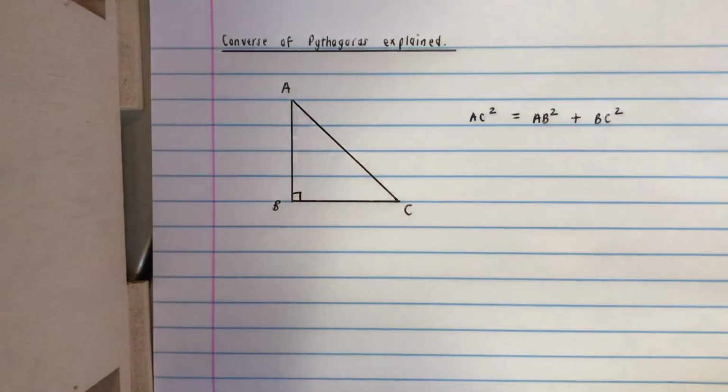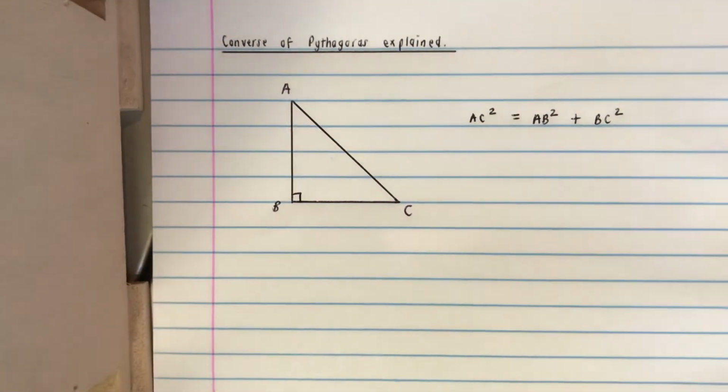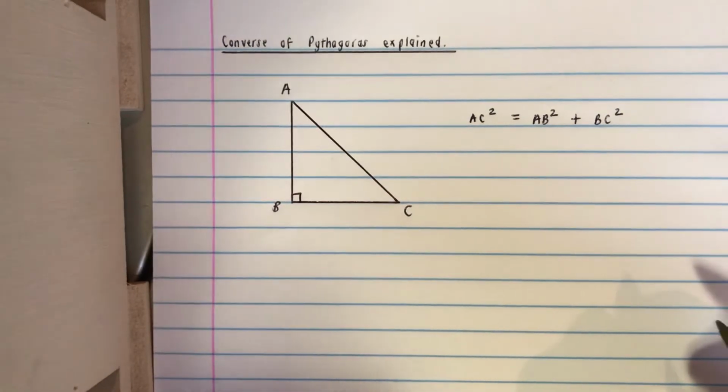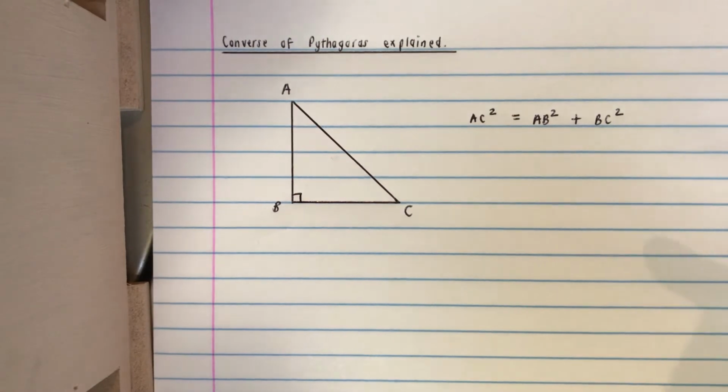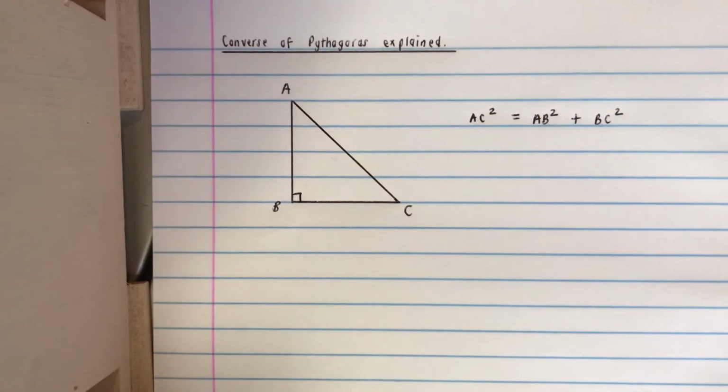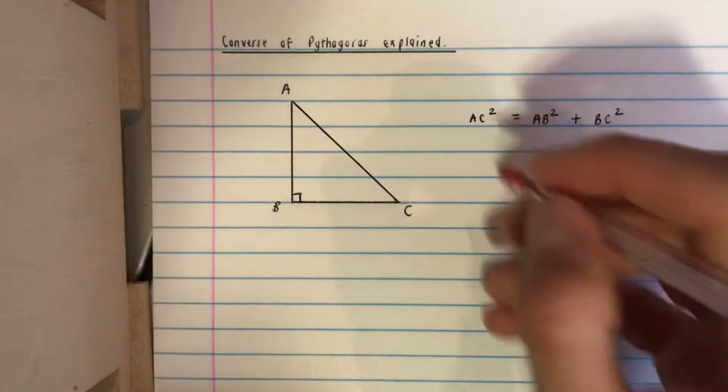Okay, that's wonderful. But now, let's say we are given three sides and we need to find out whether it's a right angled triangle, an acute angled triangle, or an obtuse angled triangle. So let's do this one in red.